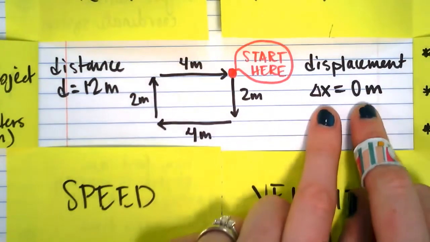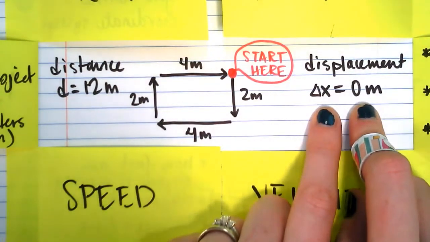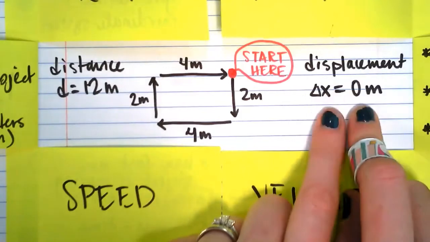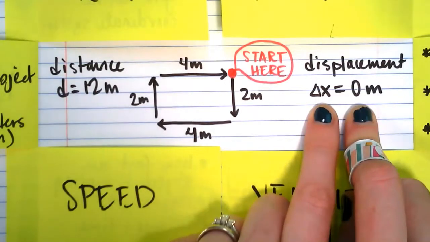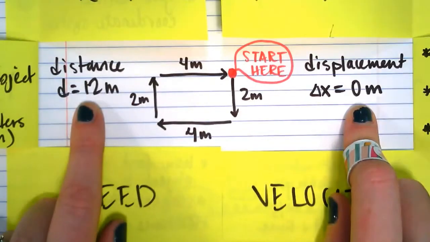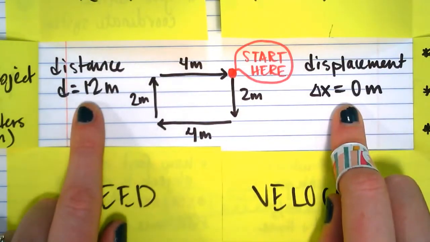But your displacement would be equal to 0. You are back where you started. You are 0 meters out of your initial place. Your distance is 12, but your displacement is 0.